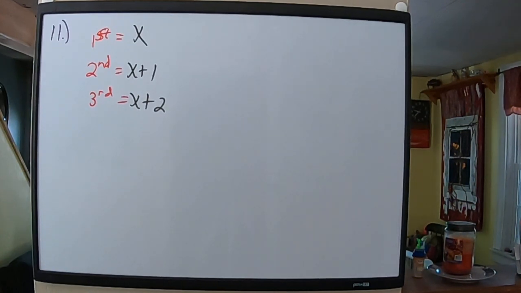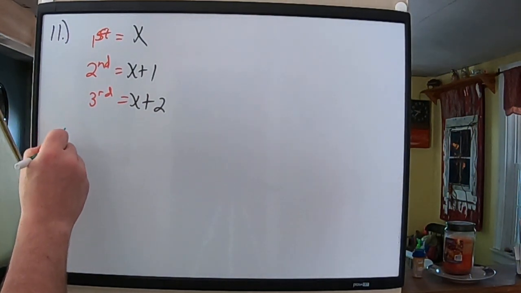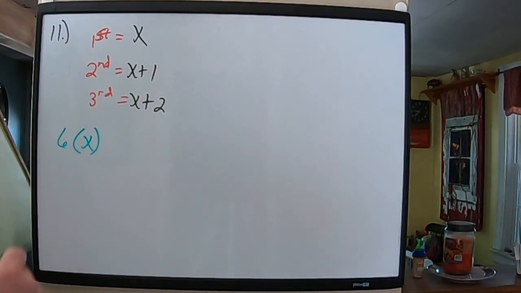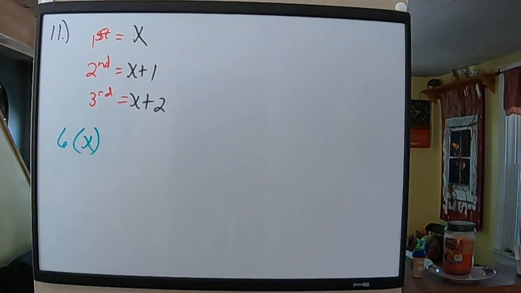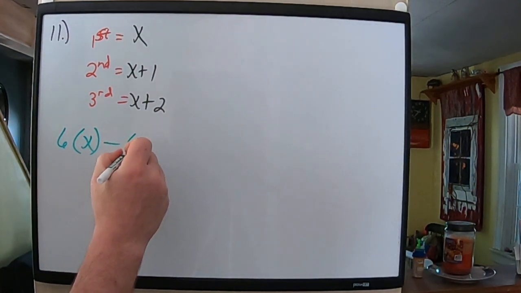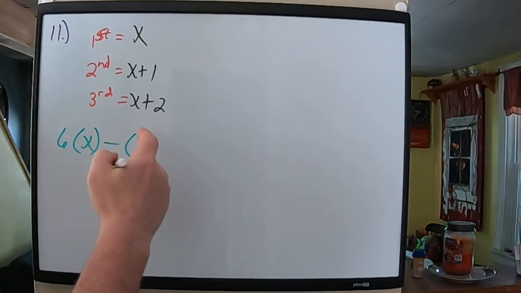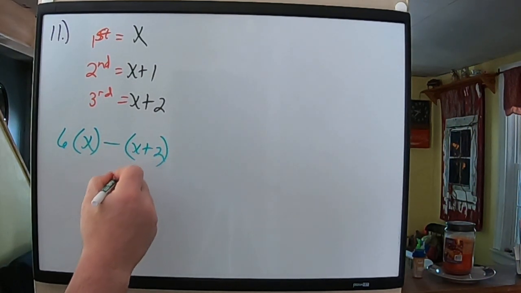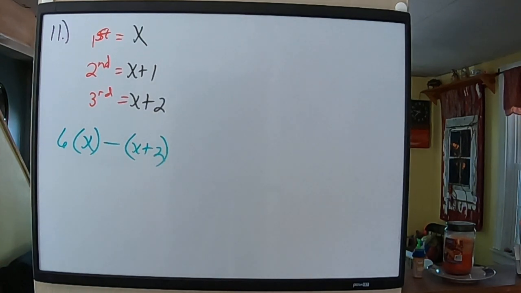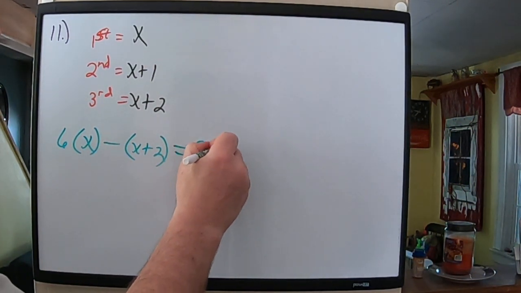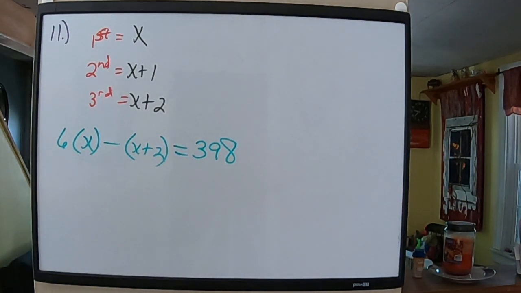So when it says such that 6 times the first, all right, here's my equation. 6 times the first decreased by the third. Remember the parentheses when you subtract multiple things here. X plus 2, not just x. 6 times the first decreased by the third is 398. There is your setup, your equation.